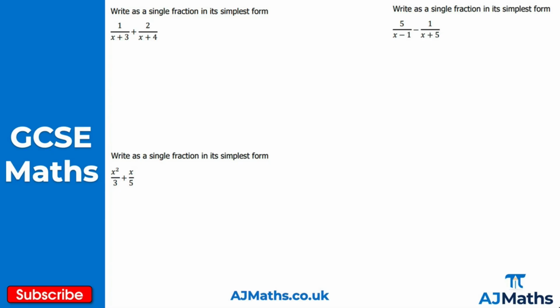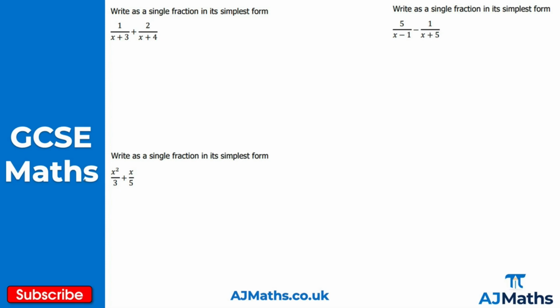And if we move on to the very last question here, all we want to do is write as a single fraction again in its simplest form. So I'm doing x squared over 3 plus x over 5. Now the real difference here is that our algebraic expressions are now in the numerator, rather than the denominator like we saw with the previous two questions. However, this doesn't change anything. Remember, we do need a common denominator, just like we've seen with the previous examples. So again, I just need to get a common denominator here before we can add these together.